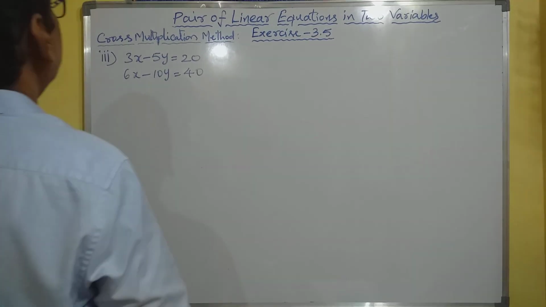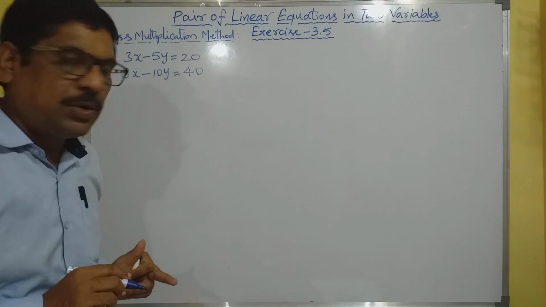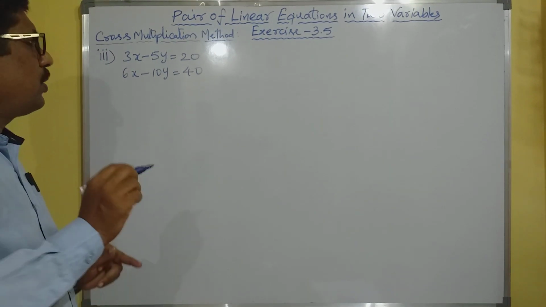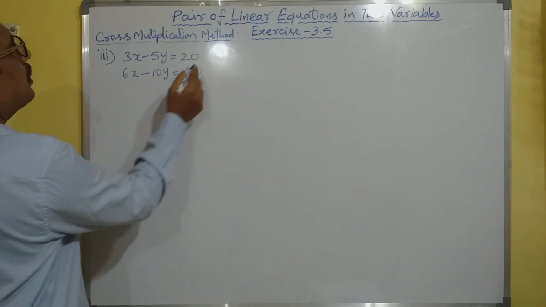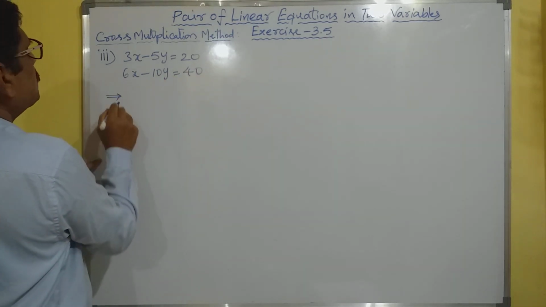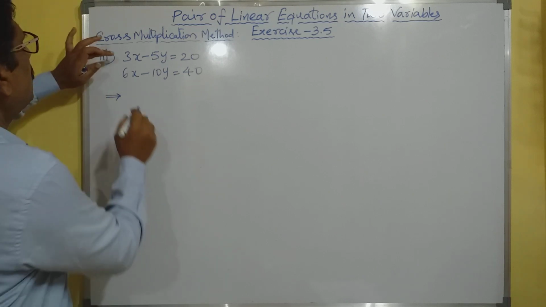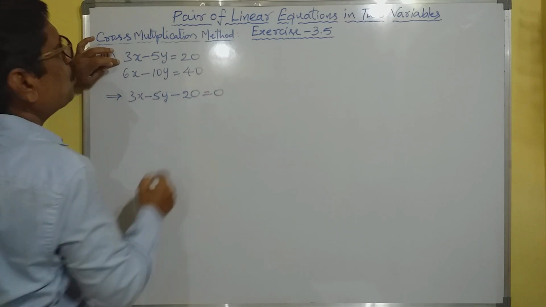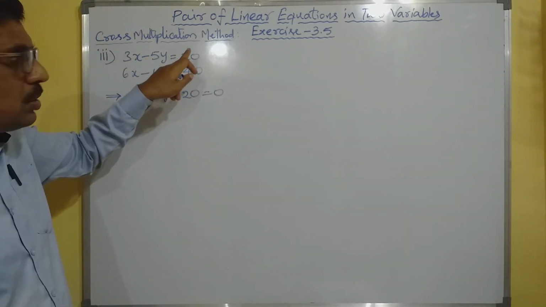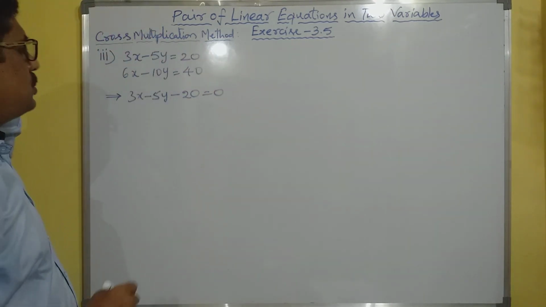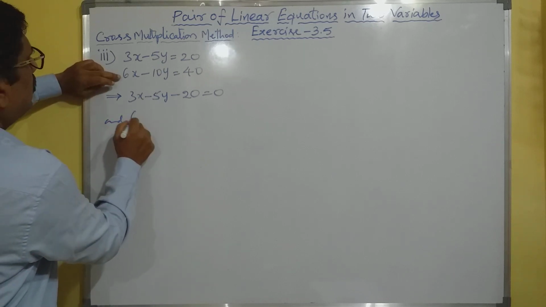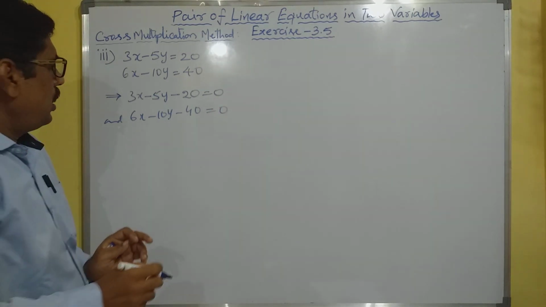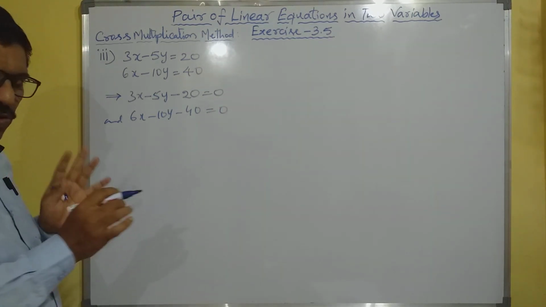Now the third problem: 3x minus 5y is equal to 20 and 6x minus 10y is equal to 40. Let us write the given system of equations in the general form, that is 3x minus 5y minus 20 is equal to 0. We have shifted the term from the RHS to LHS, and 6x minus 10y minus 40 is equal to 0.